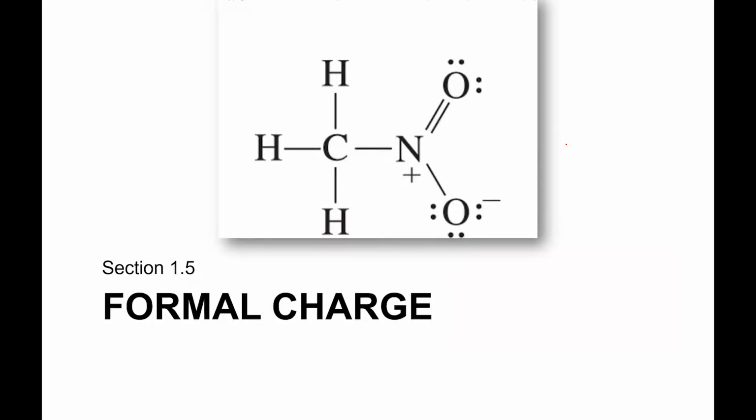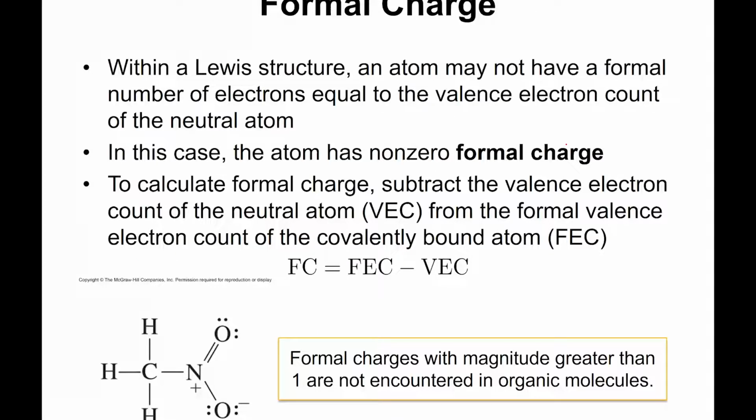So lastly for today, we're going to talk about formal charge. When we write our Lewis dot structures, sometimes atoms may not have a formal number of electrons that's equal to the valence electron count. And what you'll see is it will have a positive symbol or a negative symbol. Again, all this means is that that particular element has either less electrons or more electrons than it would normally in its valence electron count.